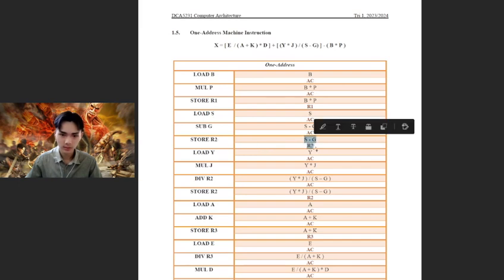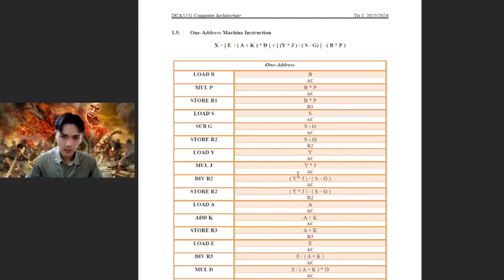into R2. Later it will load Y and store in the temporary memory and multiply by J, and it is still in the temporary memory. After that, it divides by R2. Let's look back. What is R2? R2 is S minus G.